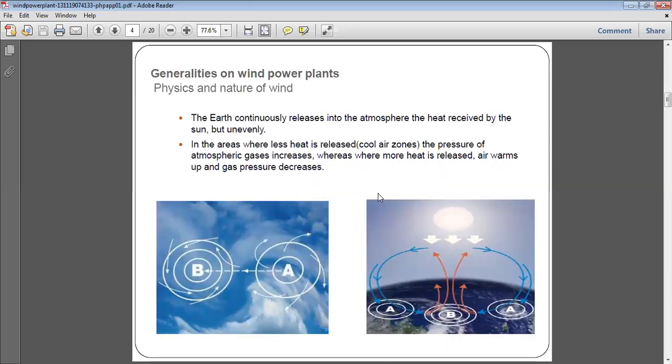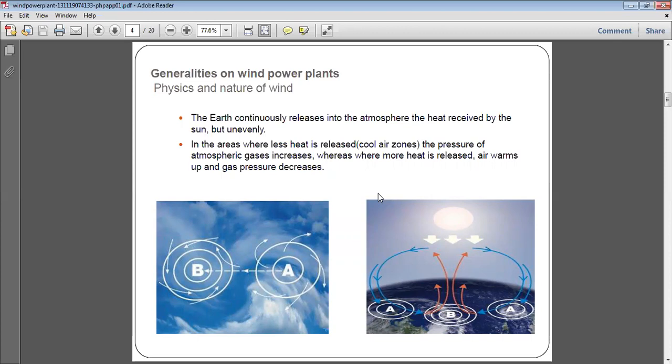Generalities on wind power plants: physics and nature of wind. So what is wind, how is it generated, that is, what is the source of generation of wind? The earth continuously releases into the atmosphere the heat received from the sun, but unevenly. As we know, the earth is getting heat from the sun all the time, and it is releasing that heat into the atmosphere also, but the release is not even. It may be more in some parts and lesser in others, so it is not an even release basically.